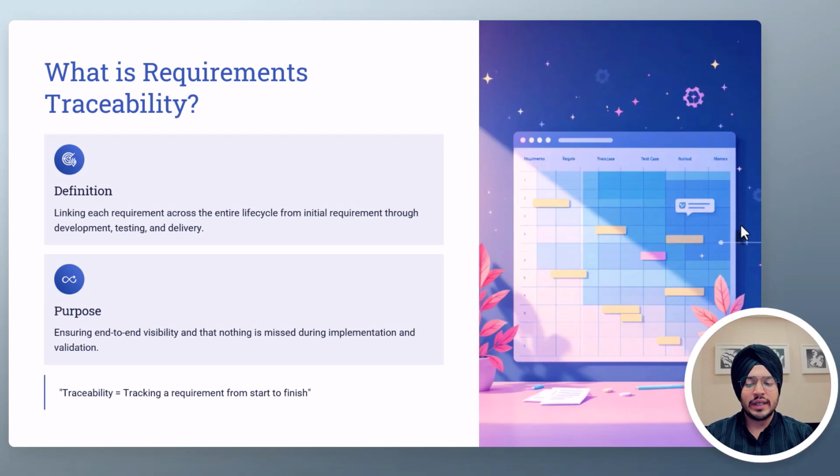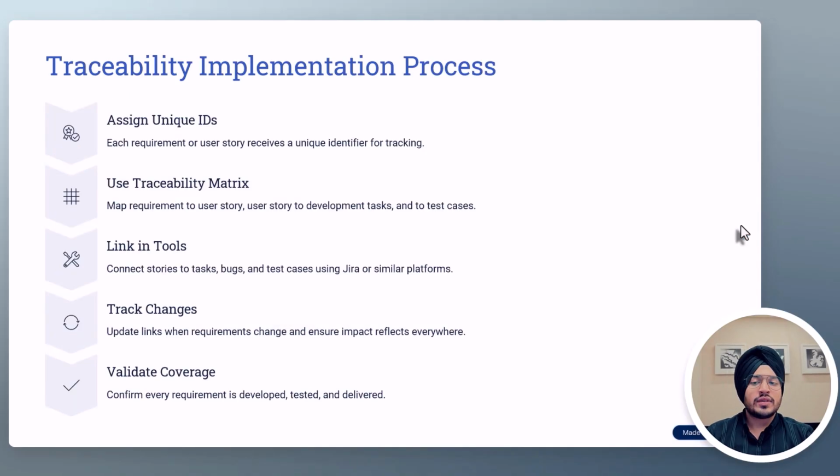What is requirements traceability? Linking each requirement across the entire life cycle from initial requirement through development, testing, and delivery. Why do we do this? To ensure end-to-end visibility and that nothing is missed during implementation and validation. So the traceability implementation process includes assigning unique IDs, using traceability metrics, linking in tools, tracking the changes, and validating coverage.